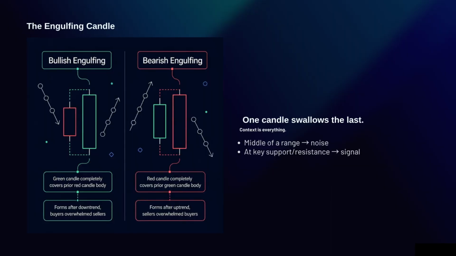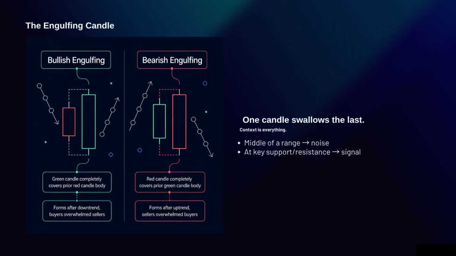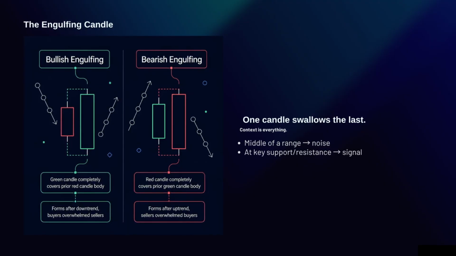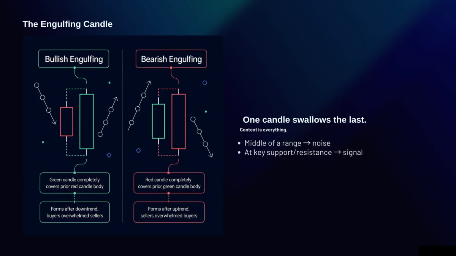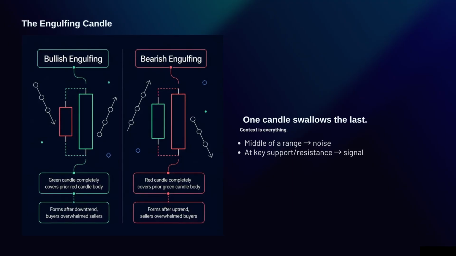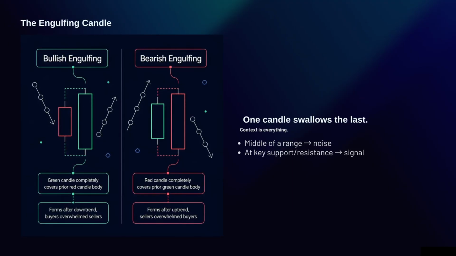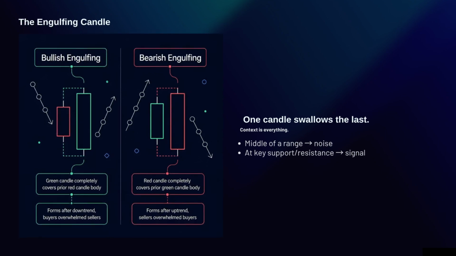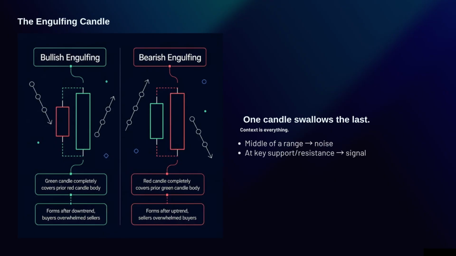Next, one of the most talked about patterns in trading: the engulfing candle. This happens when one candle's body completely swallows the previous candle's body. A bullish engulfing candle after a downtrend suggests buyers overwhelmed the previous selling pressure entirely. A bearish engulfing candle after an uptrend suggests the opposite.